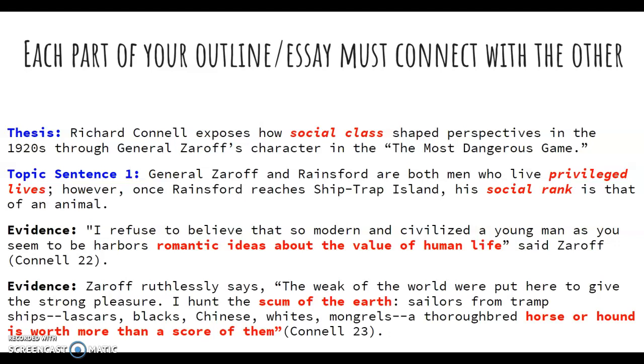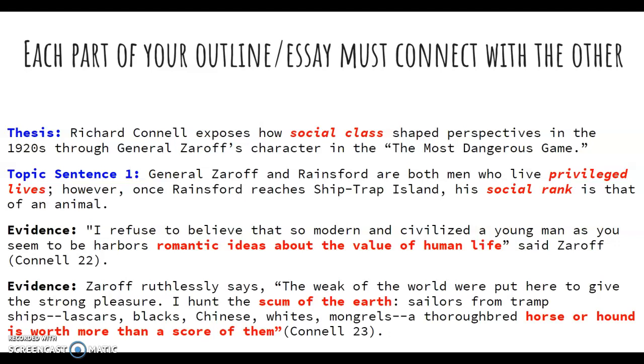Zaroff ruthlessly says, "The weak of the world were put here to give the strong pleasure." Ooh, we can definitely see social hierarchy right there. Strong versus weak. I hunt the scum of the earth. There's that word scum. They're inferior. People he hunts. And then he goes along and he compares the people that he hunts to a horse or a hound. Okay, saying that actually a horse or a hound is worth more than a score of them. Okay, so he's comparing them to animals, thoroughbred animals, and he's saying that, yeah, actually a horse or a hound is better off than the humans that I hunt. Definitely see the connection with social class and social mobility here.